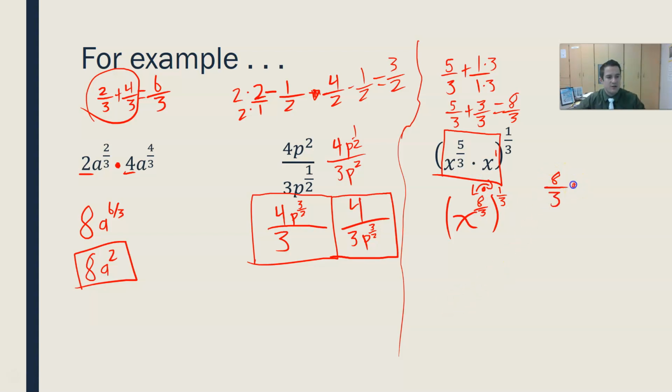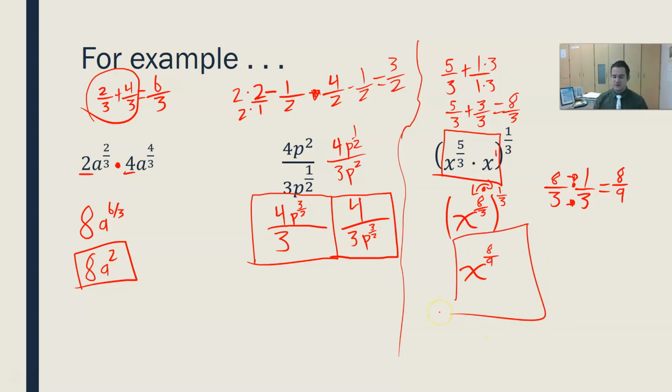So 8/3 times 1/3, when I'm multiplying fractions, again, you can do this in your calculator or just by hand here. 8/3 times 1/3, I multiply the tops and the bottoms. So this is 8/9. So my final answer is x to the 8/9 power. That would be my final answer.